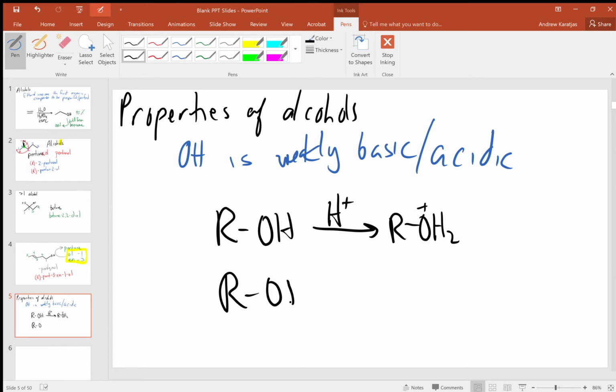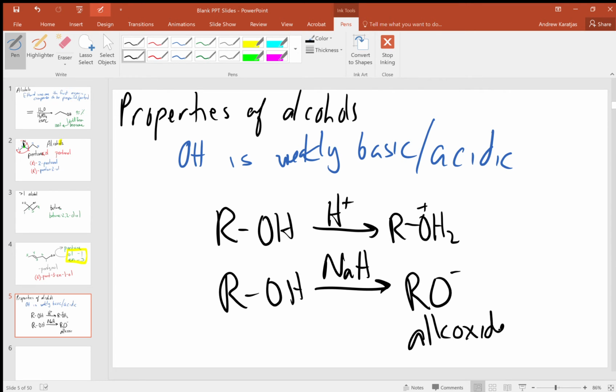Likewise, if we add a strong enough base, and that's usually going to have to be something stronger than sodium hydroxide, so it could be NaH, for example, we can form an alkoxide anion. And these alkoxides, like methoxide, ethoxide, and so on, are both strong bases as well as good nucleophiles.